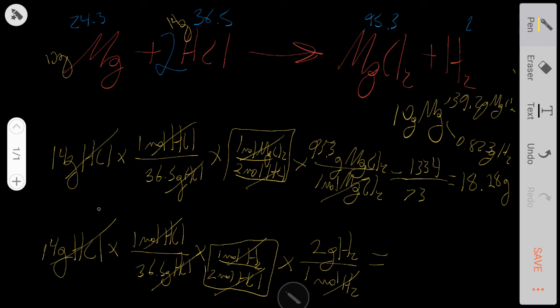It's that easy. For the bottom one, though, it's 14 times 1 times 1 times 2. That is 28. Divided by 36.5 times 2 times 1. That, again, is 73. On the calculator, that is 0.384.